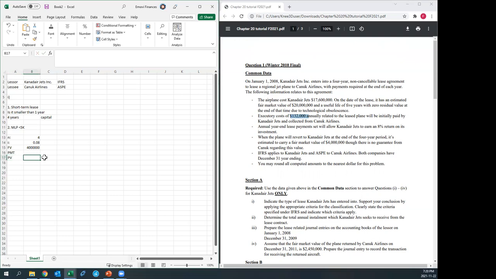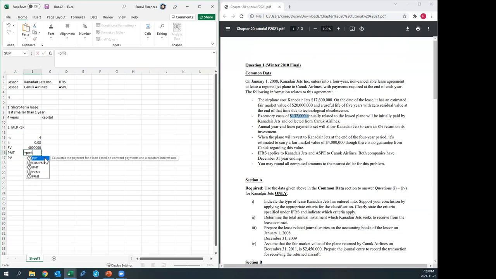Since they did not specify what the payment is, you're going to put your present value as the fair market value of the asset, which is $20 million in this example. So then you can find your payment. So your rate here, PV, FV, and then they say when do they pay it? Payments required at the end of each year. So it's the end of the year.